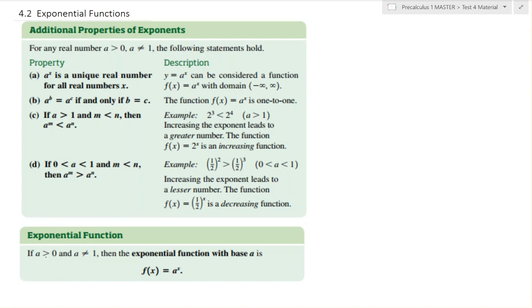If a is greater than 0 and a is not equal to 1, then the exponential function with base a is f of x equals a to the x. So an exponential function is where you have an x in your exponent.